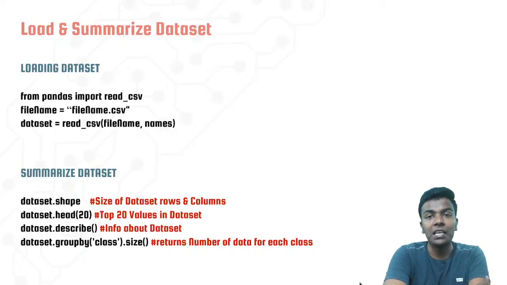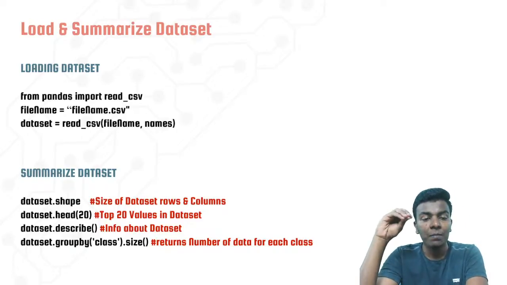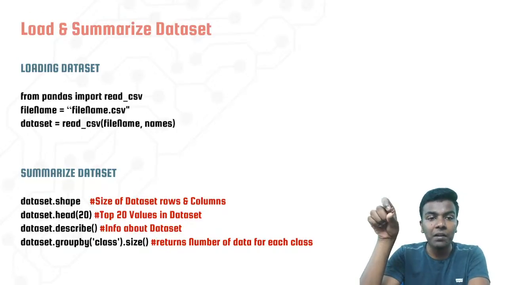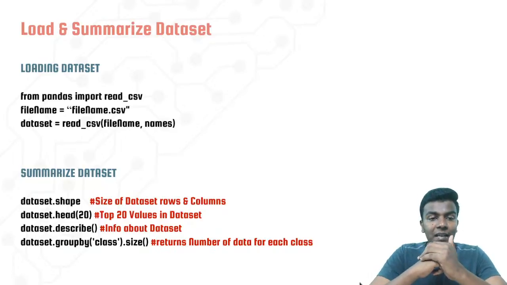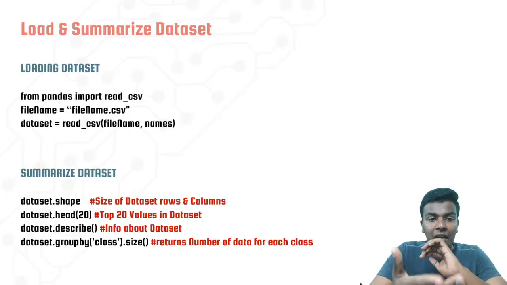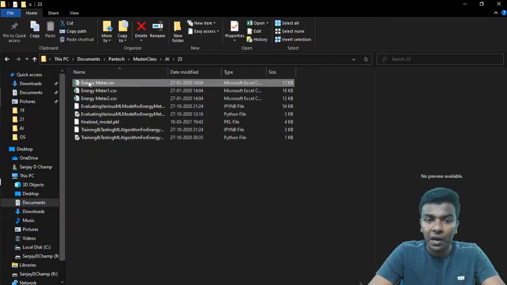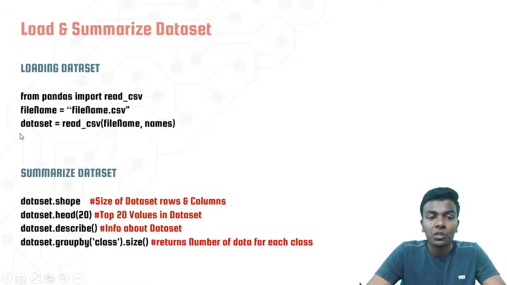So to read the CSV, there are a lot of ways. You can use pandas. Here we are using pandas, and in pandas we are going to use the syntax: import read_csv. So this is the library which we have imported, and after that file name is equal to file name.csv, which means we are going to load the file which is present in our directory, energymeter.csv. And after that dataset is equal to read_csv of file name comma names.